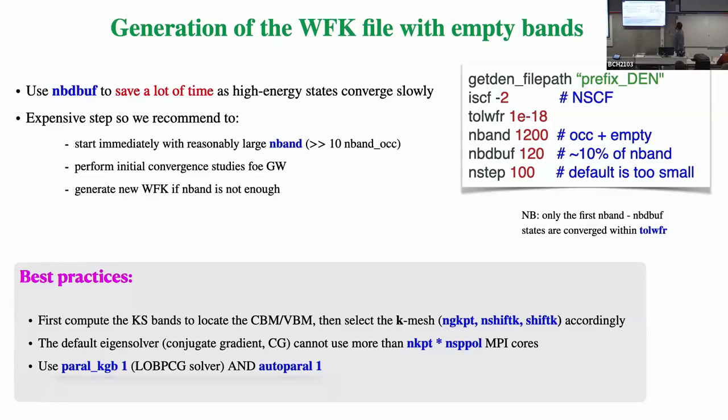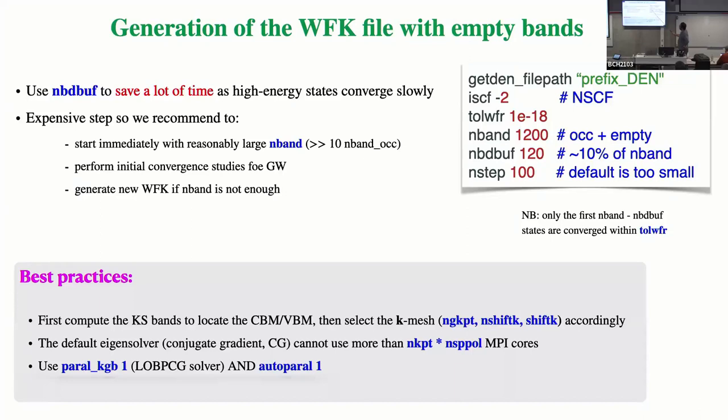So the first line specifies the density file produced by the SCF cycle. This is just an option that tells Abinit that we want to compute Kohn-Sham eigenvalues non-self-consistently. This is the tolerance, the stopping criterion on the residuals of the wave function. This is the number of states that we want to compute. This example is for silicon, and obviously in silicon you usually have four occupied states, but here we ask for more states because we need to compute the sum over bands.